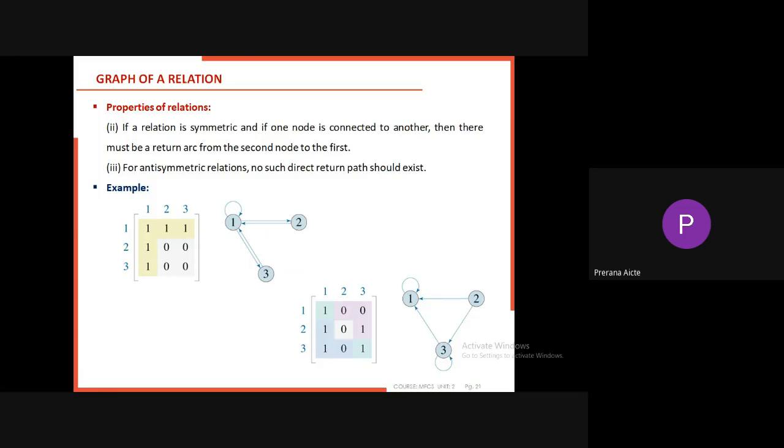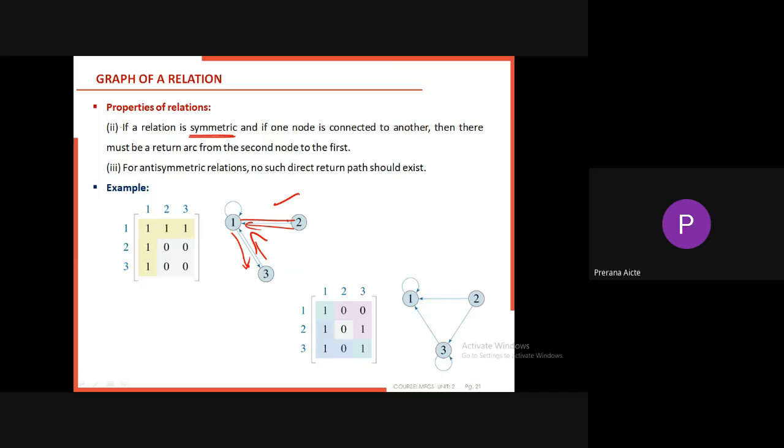If a relation is symmetric, if one node is connected to another, then there must be a return arc from the second node to the first. Symmetric means, as we already know, x is related to y means y should be related to x. According to that, if you have an edge from 1 to 2, we need to have the edge from 2 to 1 also. Okay, symmetric property. So here if you see this, 1 to 2, 2 to 1, it is followed. Similarly 1 to 3 is there, 3 to 1 is there, so I can say that it is following the symmetric property. Whereas here that is not the case.